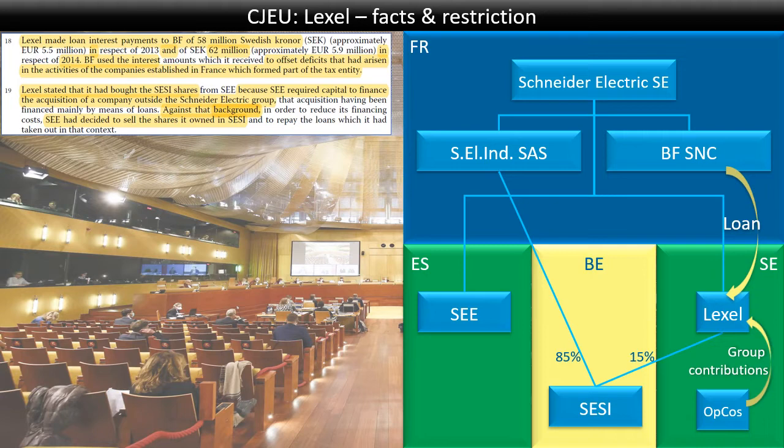BF used the interest amounts to offset deficits that had been in the activities of companies established in France, which form part of the tax entity. So in France, there was also consolidation going on, and even though BF received taxable interest income, that interest was effectively not taxed because it was used to offset other French companies' losses, right?